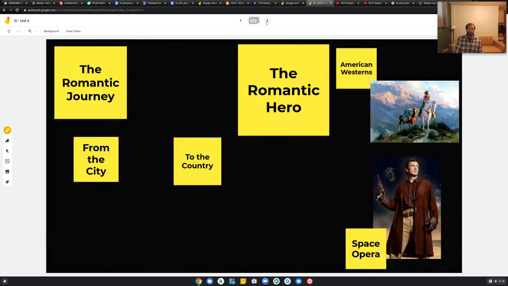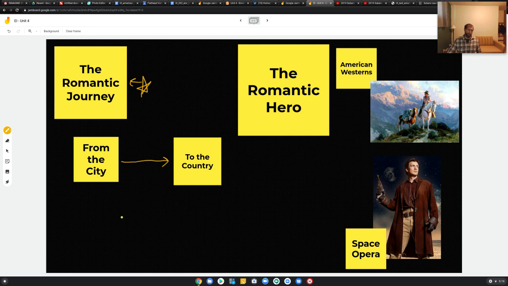All right. So the next one I want to talk about, this is kind of the next modern adaptation or version, but it's going to be well rooted in this 1800s period. Most of these stories are going to have what we refer to as the romantic journey, really important, and star that in your notes. And the romantic journey is a very simple structure. It is from the city to the country.